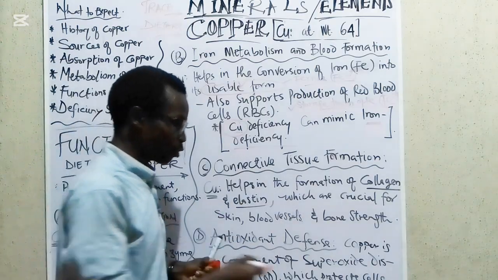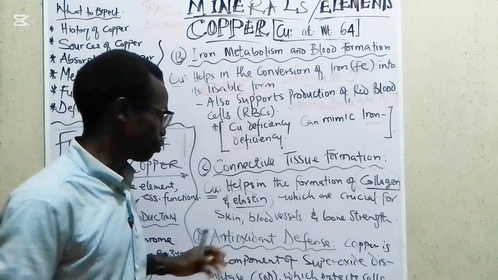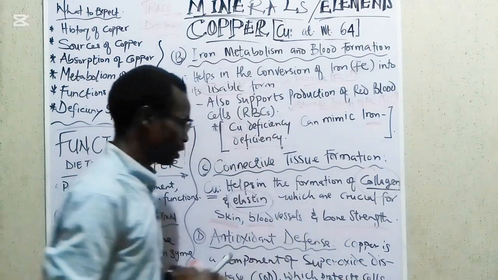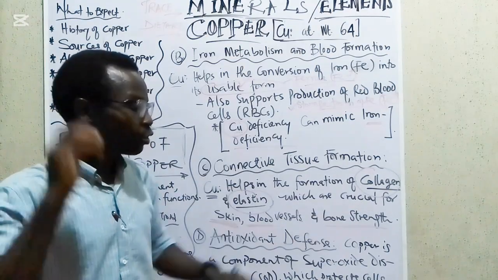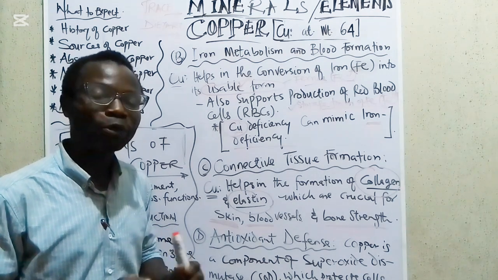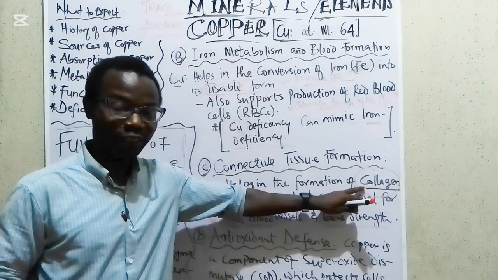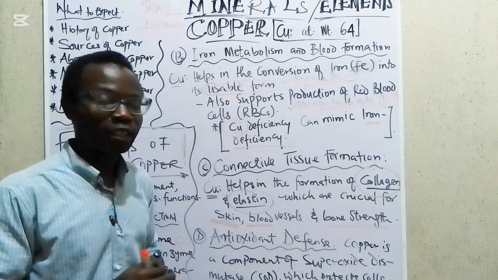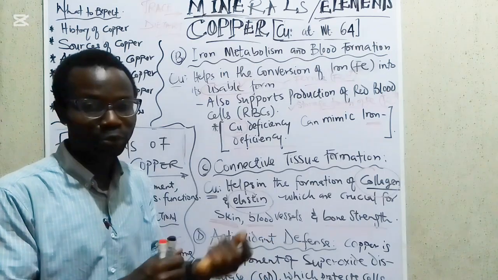Now the next is the role or function of copper in connective tissue formation. Copper helps in the formation of what? Collagen and elastin, which are crucial for skin, blood vessels, and bone strength. Now let's pick the two, collagen and elastin. Collagen is, on record, the most abundant protein in the body. It is that which gives the body strength and grit. It is found in the formation of the skin, the bone and the blood vessels.